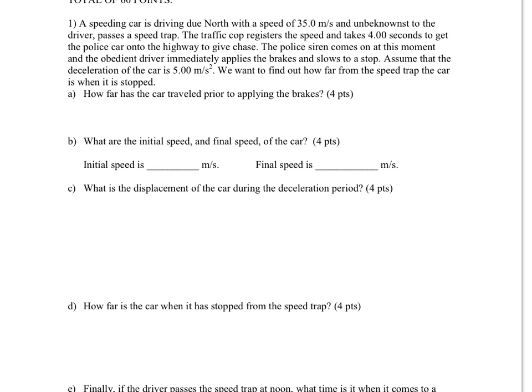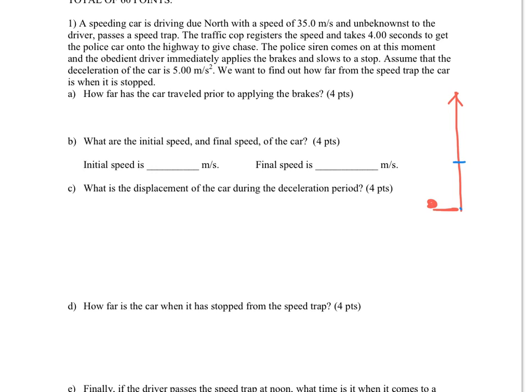And unbeknownst to the driver, passes a speed trap. So there, let's sketch it. You have something going north. This is the speed trap here. And the cop is hiding behind the bushes over here. So this driver is speeding, moving along at what we would presume to be a constant speed of 35 meters per second. So, and it passes the speed trap.